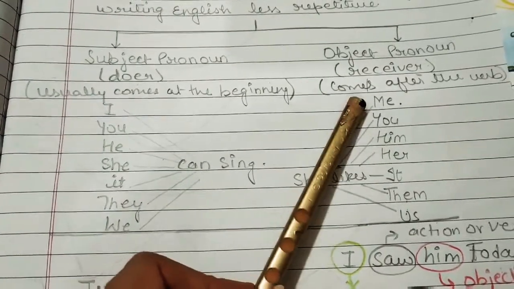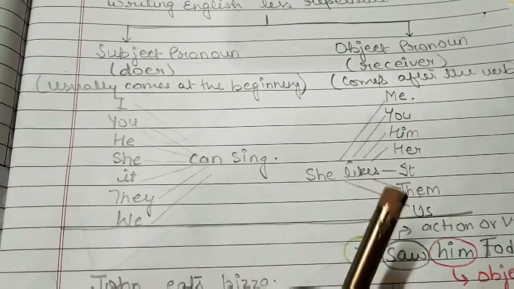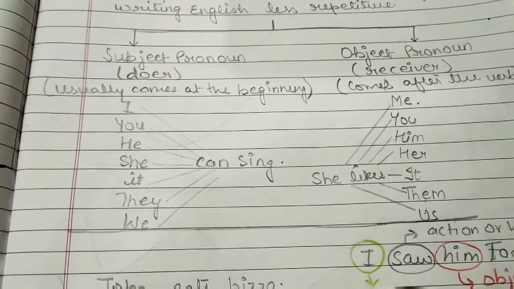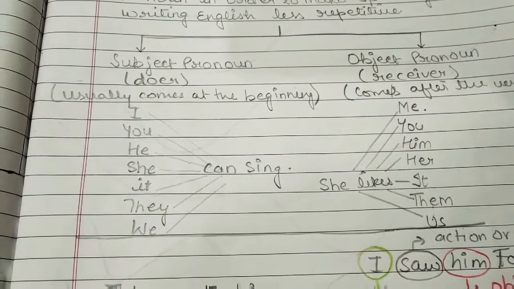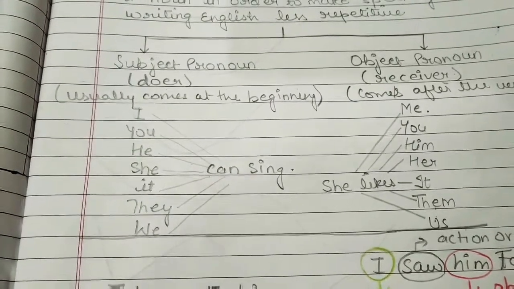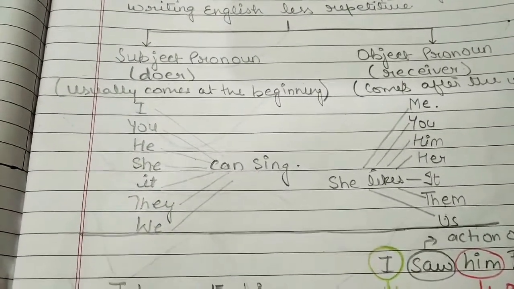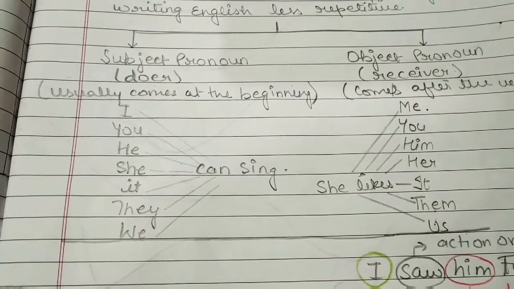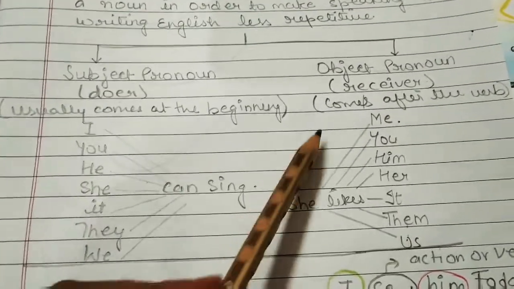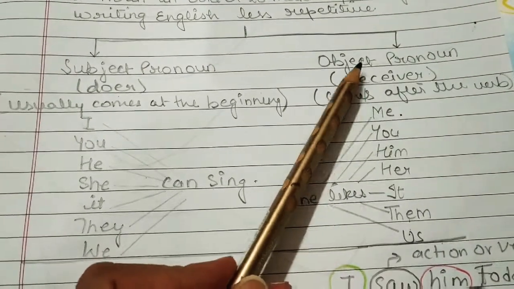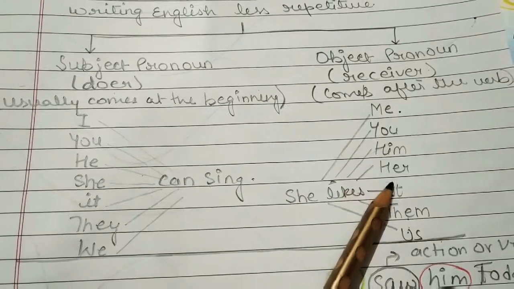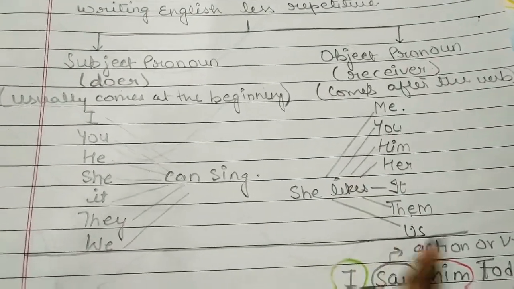Object pronouns. Object pronouns are used instead of nouns, as we all know, usually because we already know what the object is. It makes the sentence easier to read and understand and avoids repetition. So examples of the object pronouns or objective pronouns are me, you, him, her, it, them, us.